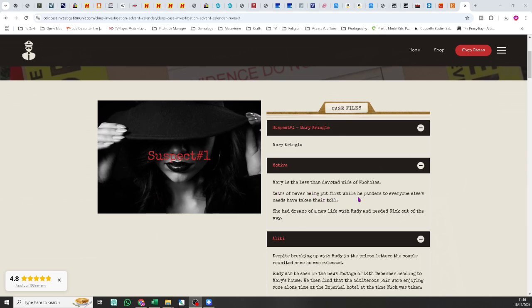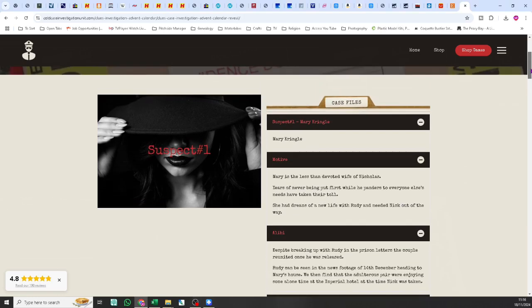Years of never being put first while he panders to everyone else's needs have taken their toll. She had dreams of a new life with Rudy and needed Nick out of the way. Alibi: despite breaking up with Rudy in the prison letters, the couple reunited once he was released. Rudy can be seen in the news footage of 14th of December heading to Mary's house. So that was the guy in the background.